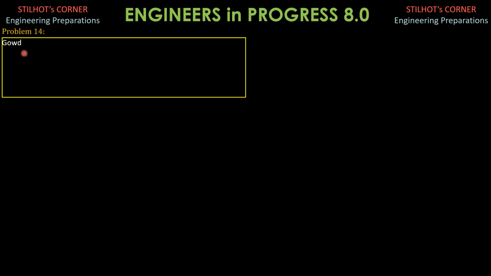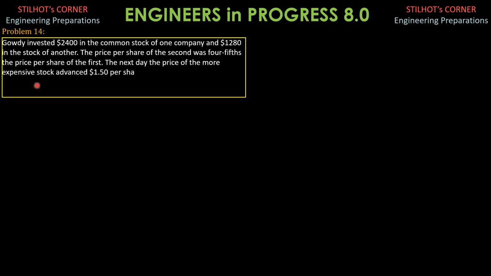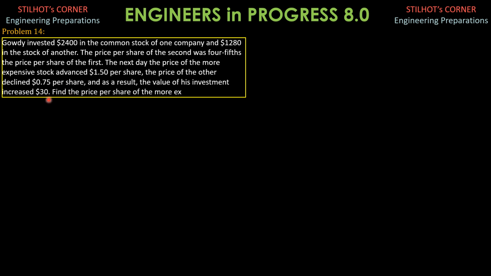Problem 14. Godi invested $2,400 in the common stock of one company and $1,280 in the stock of another. The price per share of the second was 4 fifths the price per share of the first. The next day, the price of the more expensive stock advanced $1.5 per share. The price of the other declined $0.75 per share. And as a result, the value of his investment increased $30. Find the price per share of the more expensive stock.